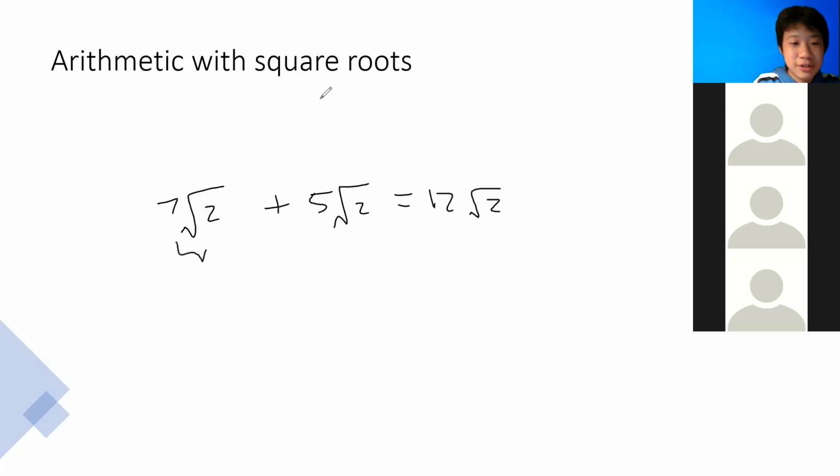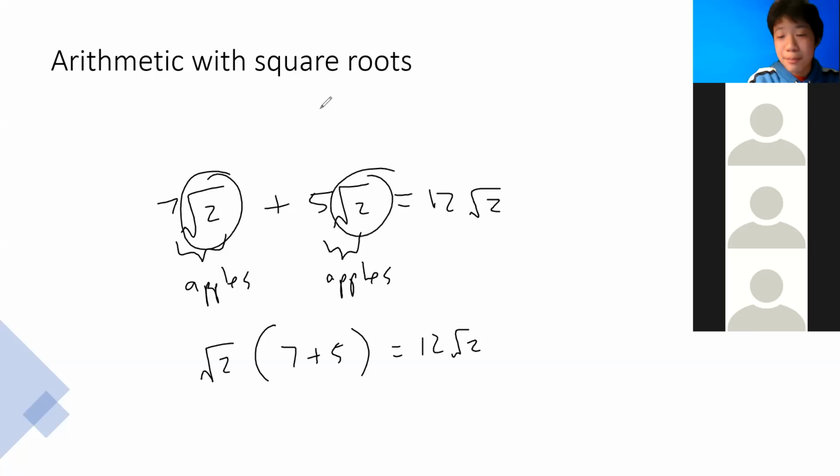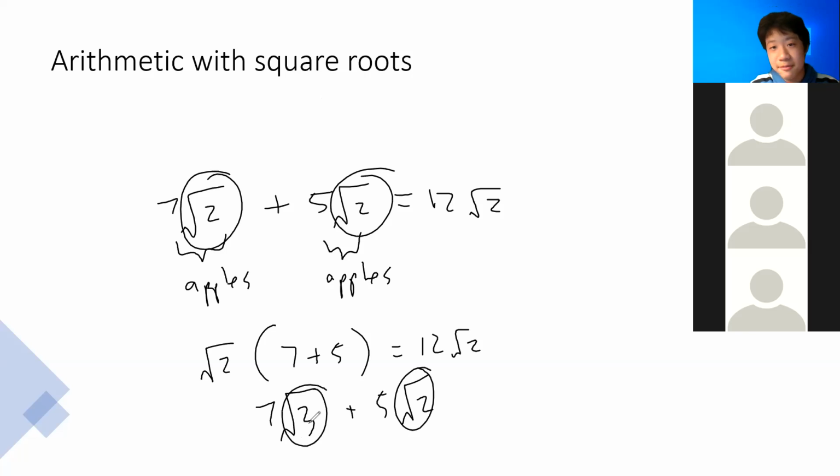If you pretend square root 2's are apples, right? 7 apples plus 5 apples, 12 apples. And this also works based on the distributive property. We can distribute a square root of 2 out of all of them. So we can only add these if they have the same number under the radical. They both have square root 2. If for some reason it was 7 square root 3 plus 5 square root 2, then we can't add these together. Okay? That's because we can't even use the distributive property here because they're not the same factor.